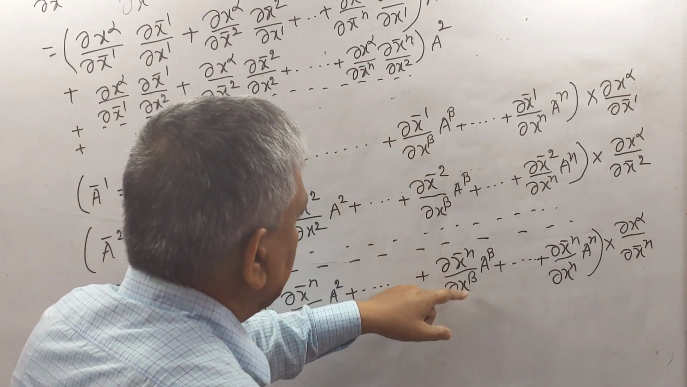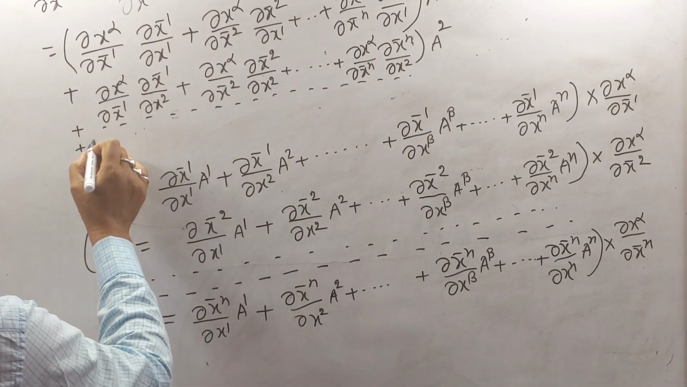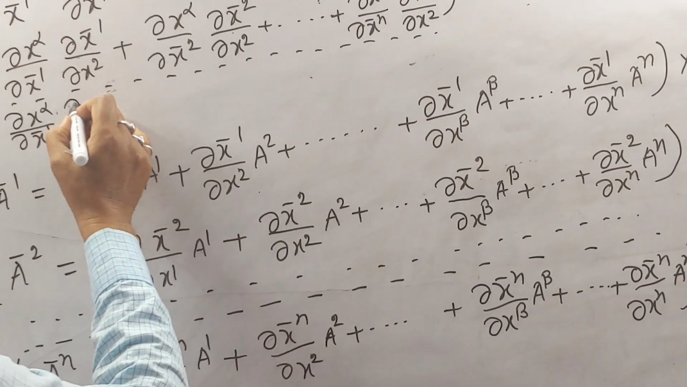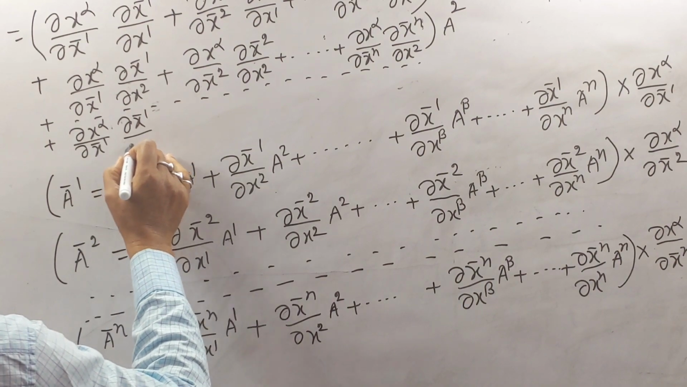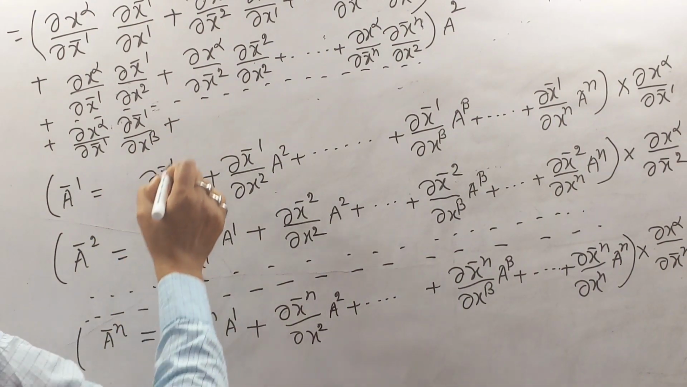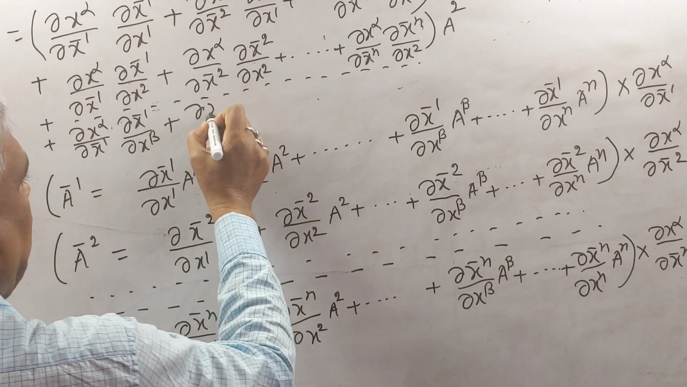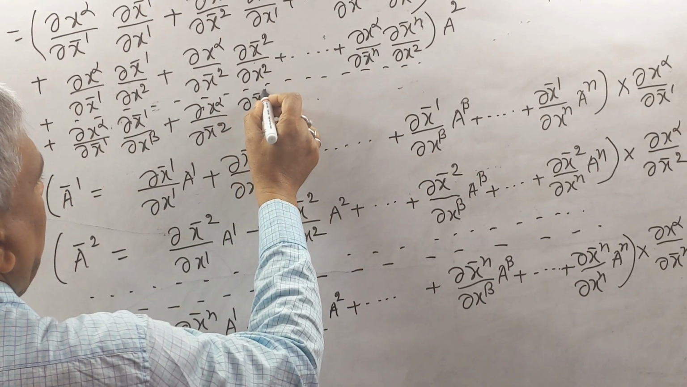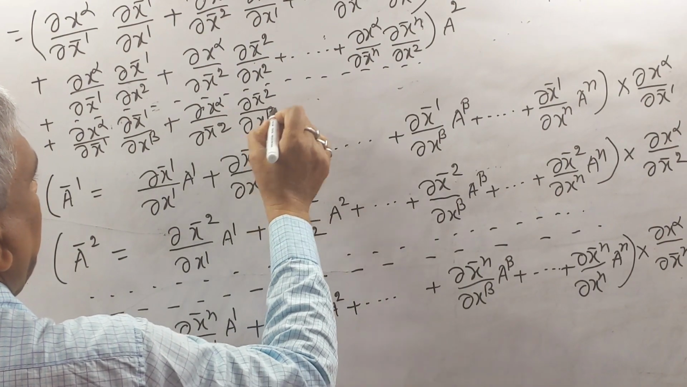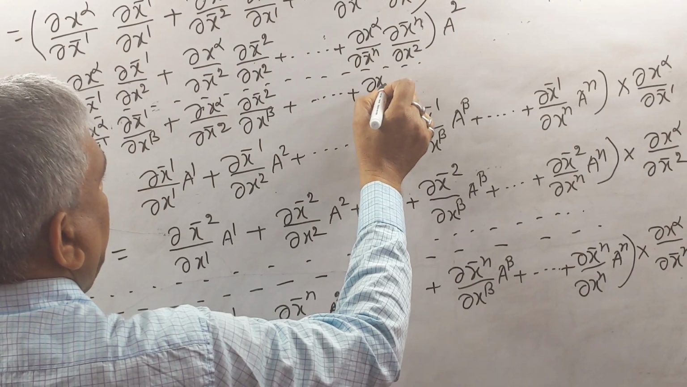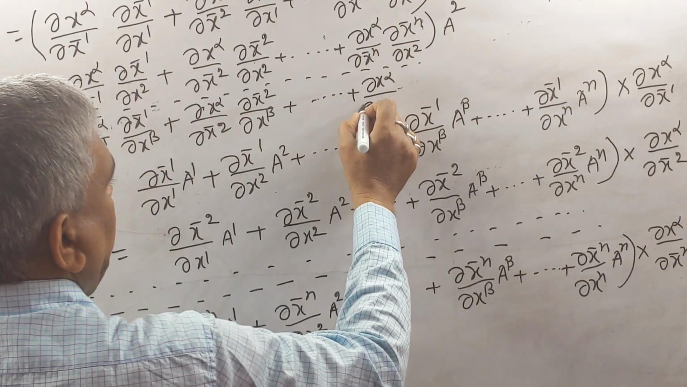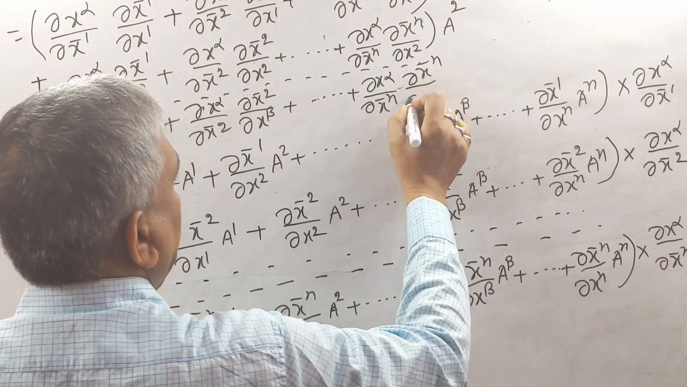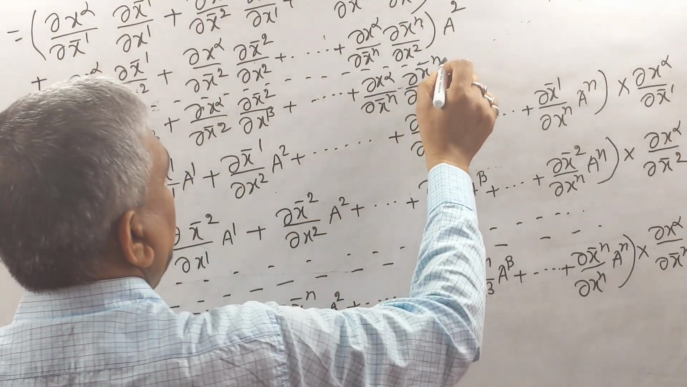We get these terms. So del x alpha by del x bar 1 into del x bar 1 by del x beta, plus del x alpha by del x bar 2 into del x bar 2 by del x beta, and so on, del x alpha by del x bar n into del x bar n by del x beta, common A beta.